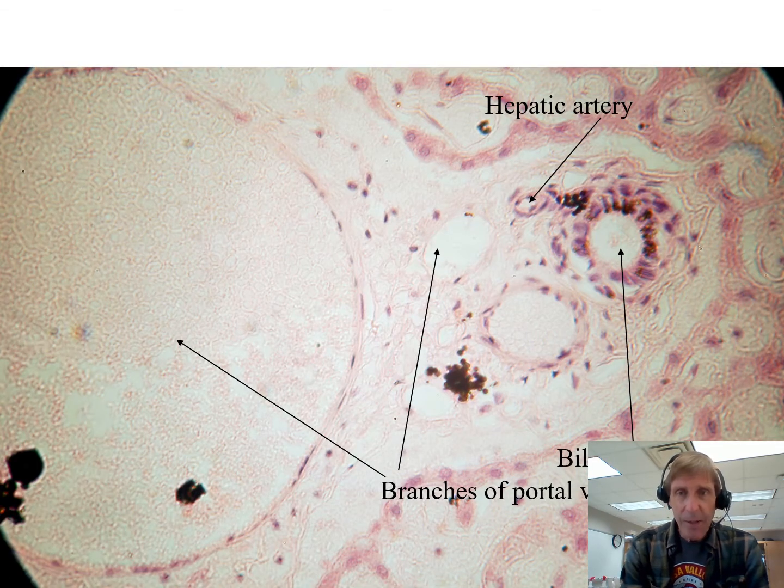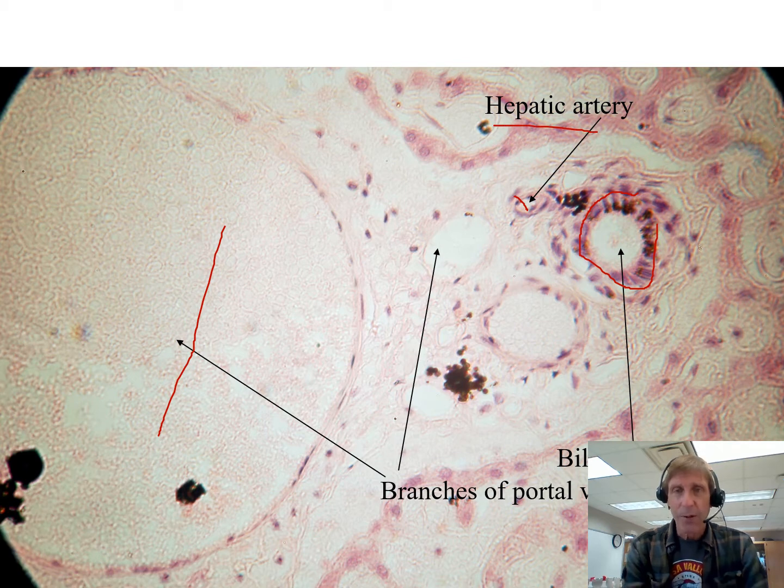This one, it's a little higher magnification, a little better view. Here's the hepatic portal vein over here. You can see the red blood cells in it. This is one of the bile ducts. You can see the pigmented cells here. They're not squamous. And this right here is a little branch of the hepatic artery. Of course, it goes into the liver to supply it its oxygen needs and such.